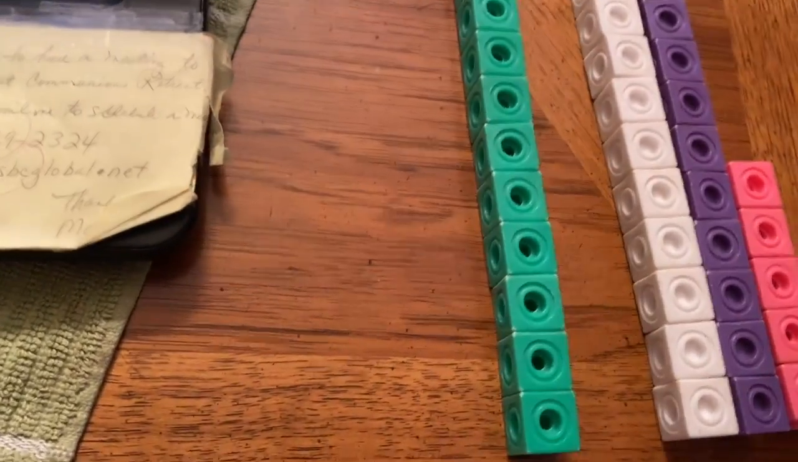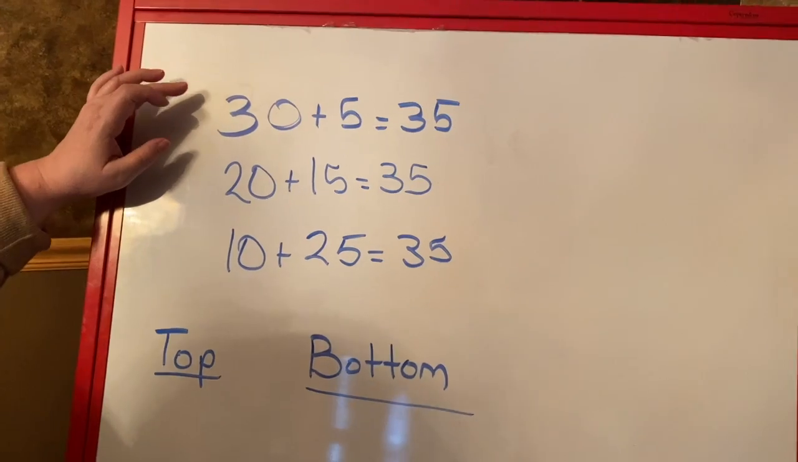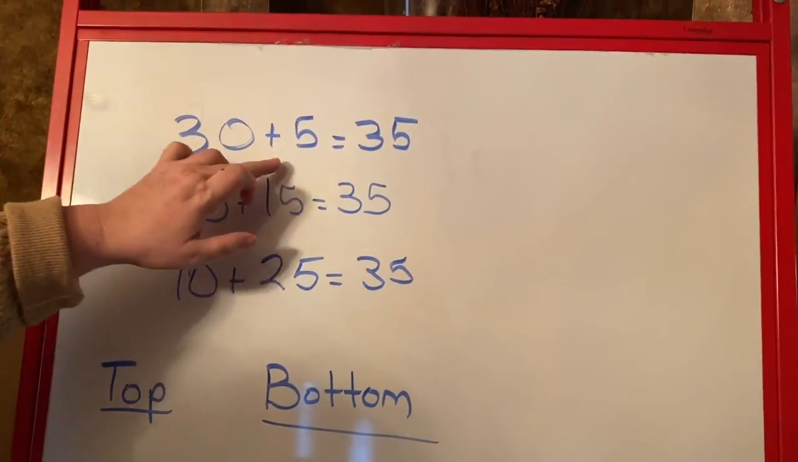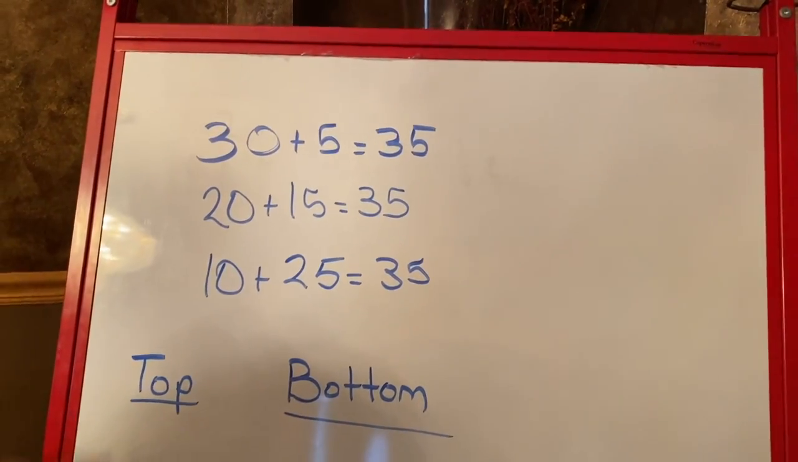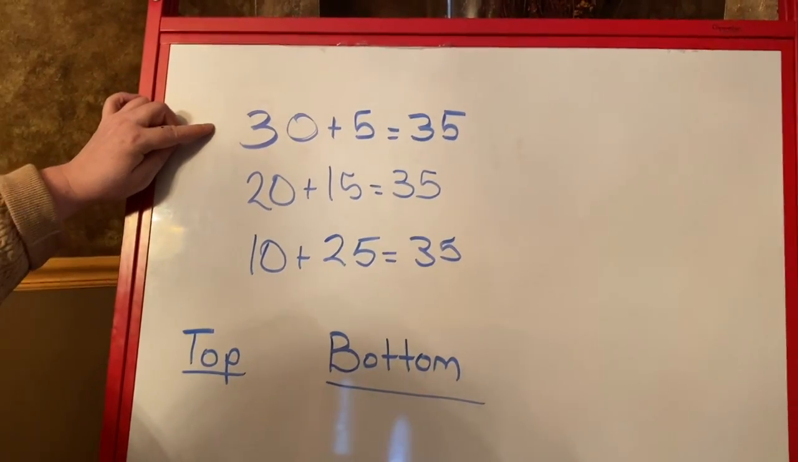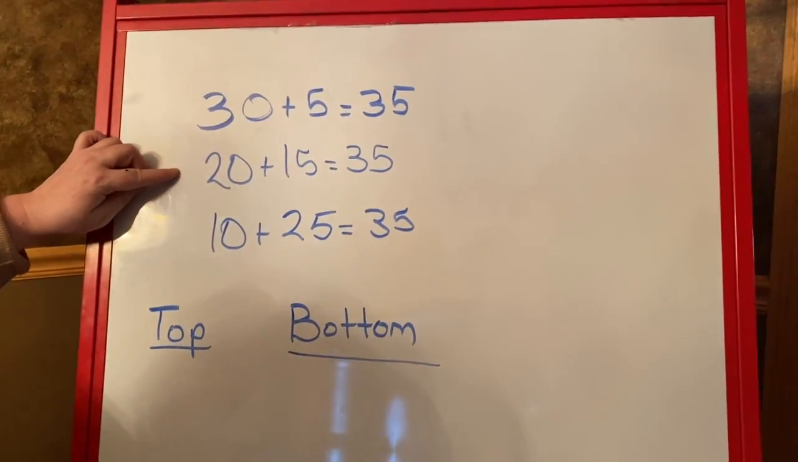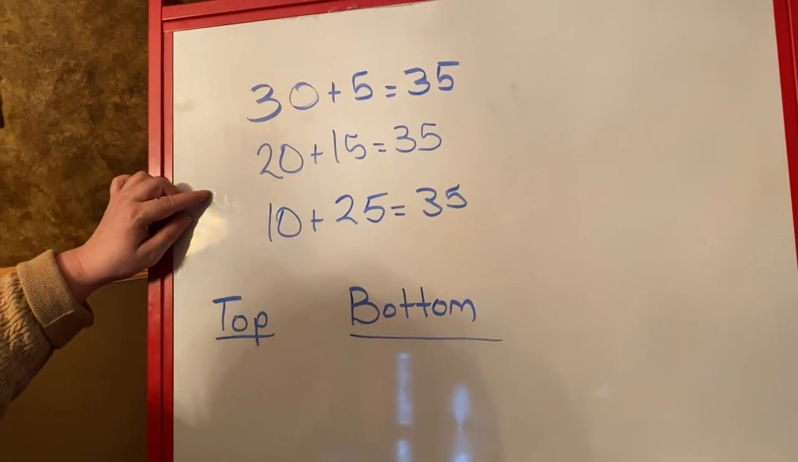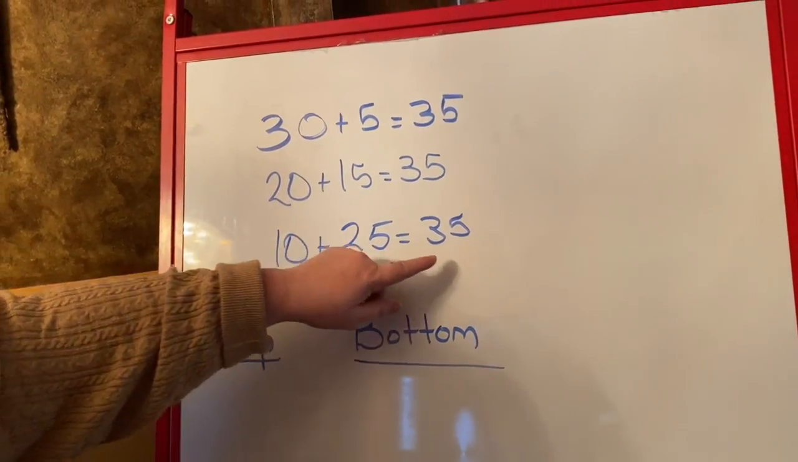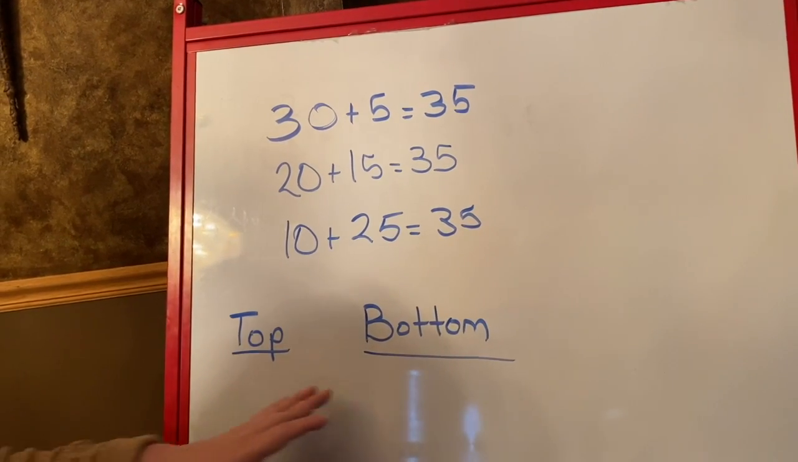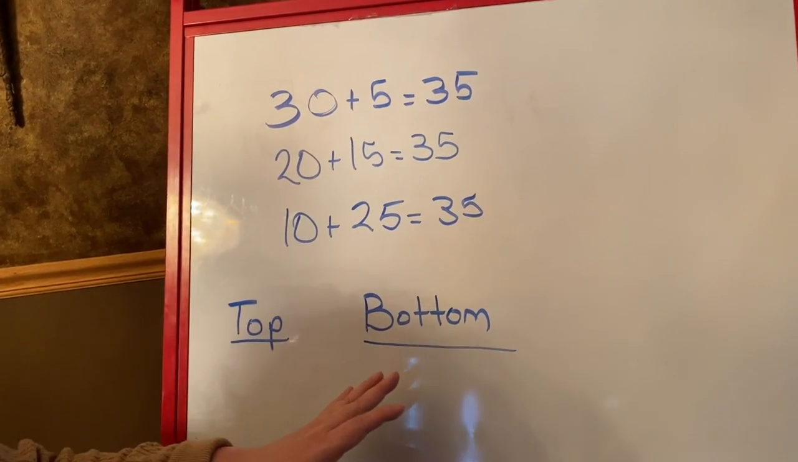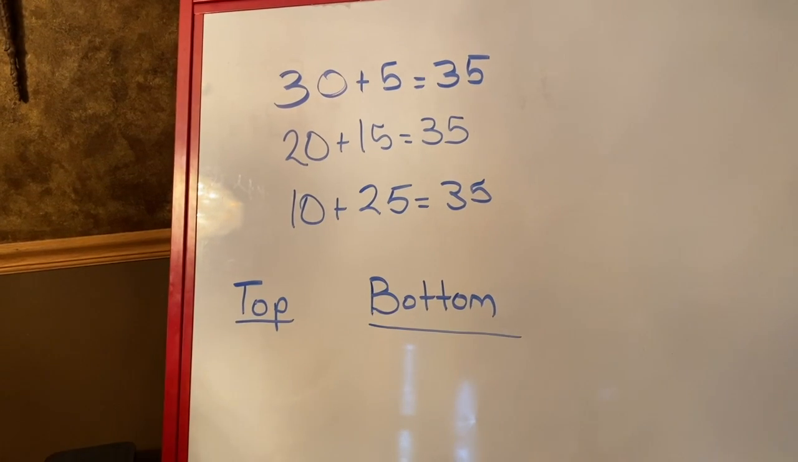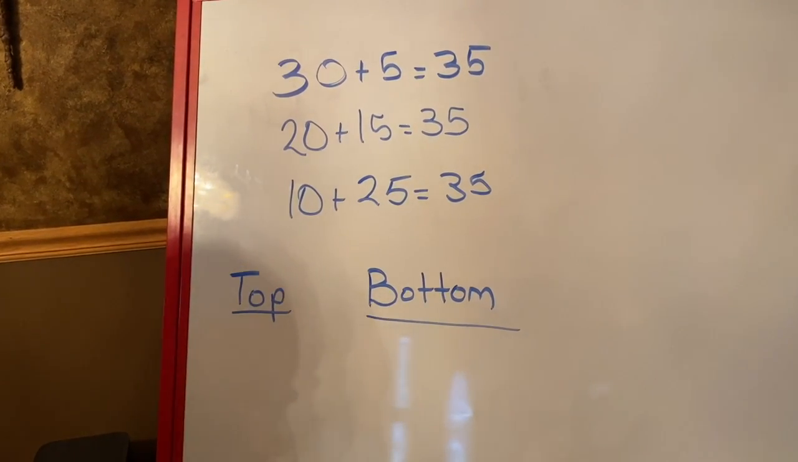So in the space here, you see how you have your space there? You need to write these equations. We just did them with the linking cubes. 30 plus 5 equals 35. That could be one way we could do it. Another way we could do it would be 20 plus 15 equals 35, or 10 plus 25 equals 35. Then underneath, you're going to need to write top plus bottom shelf. And then we're going to write it out.